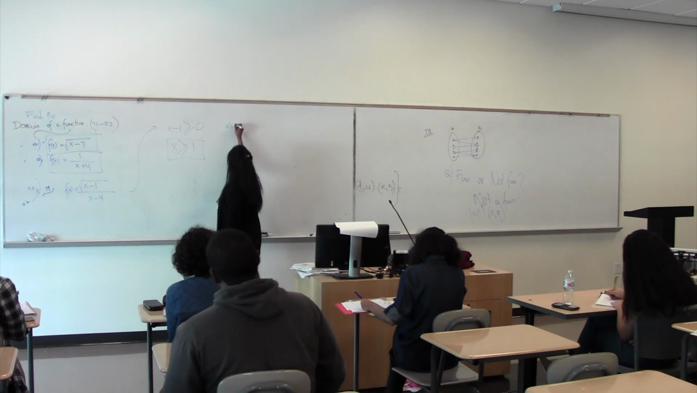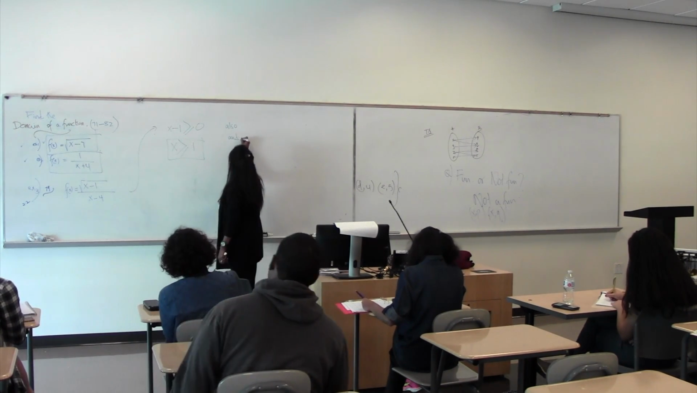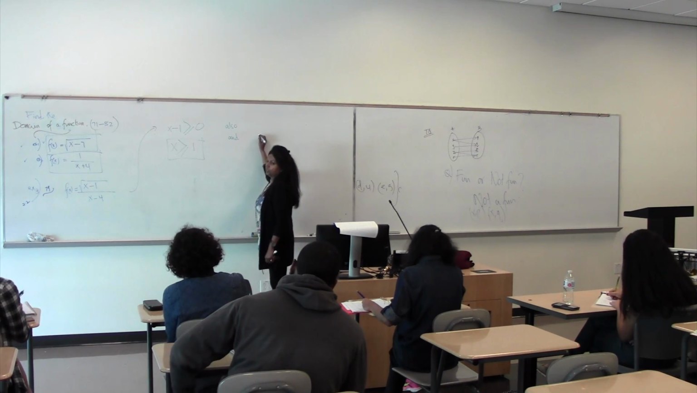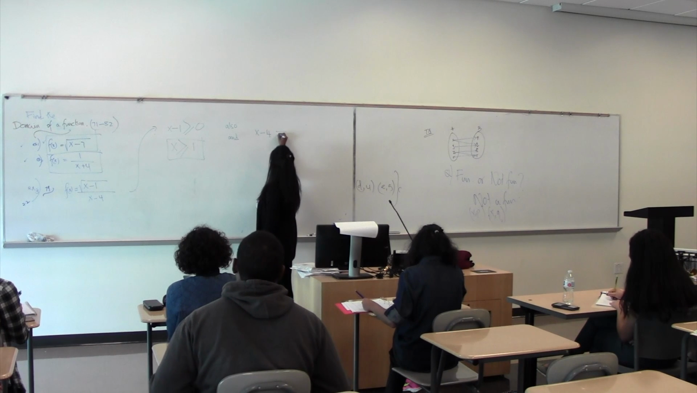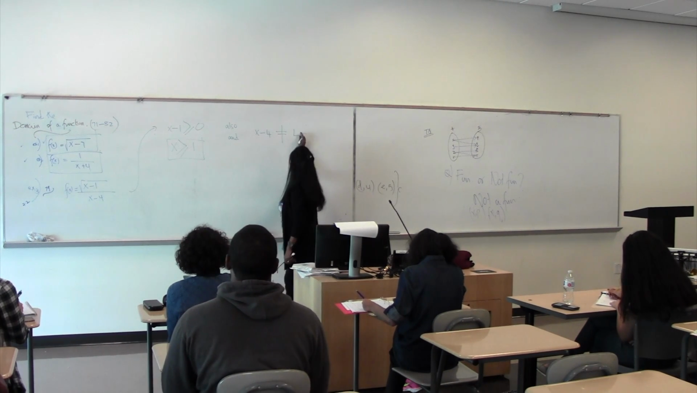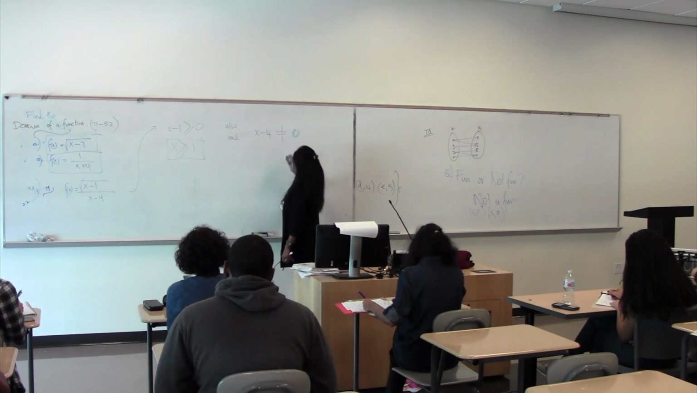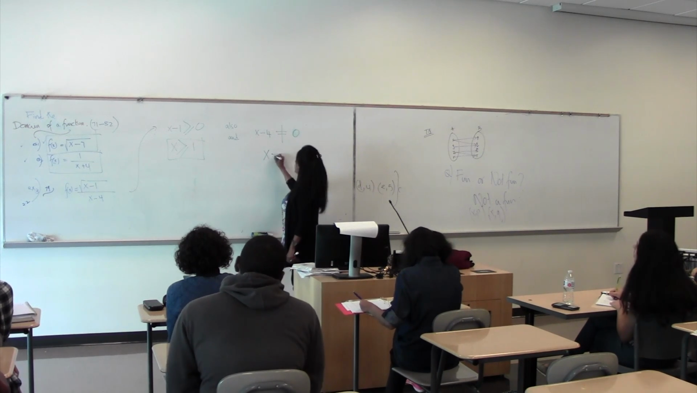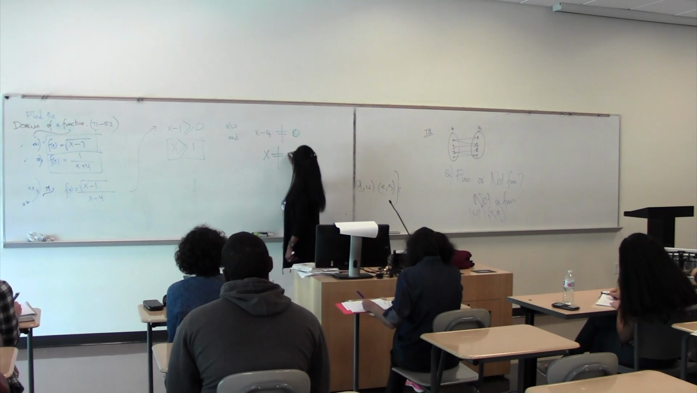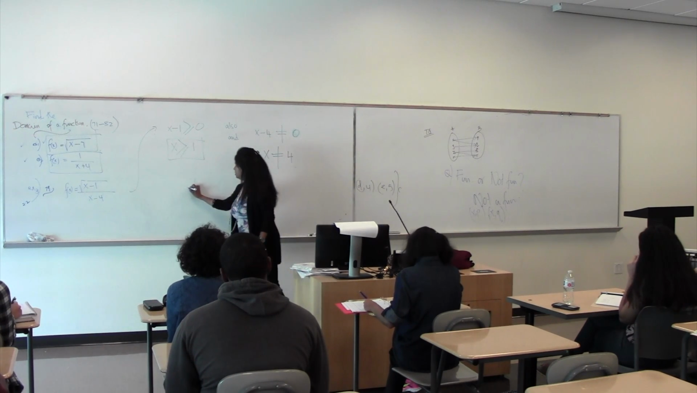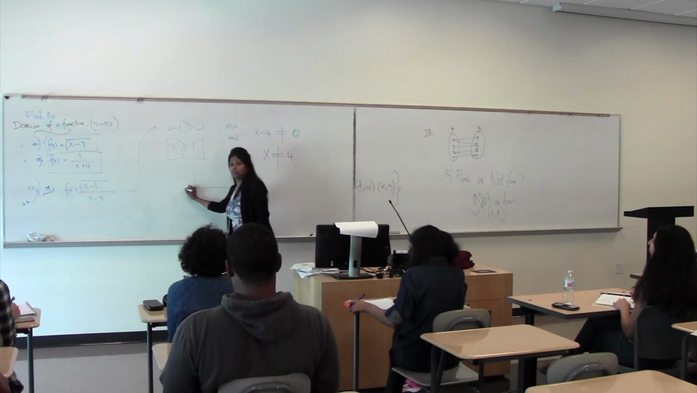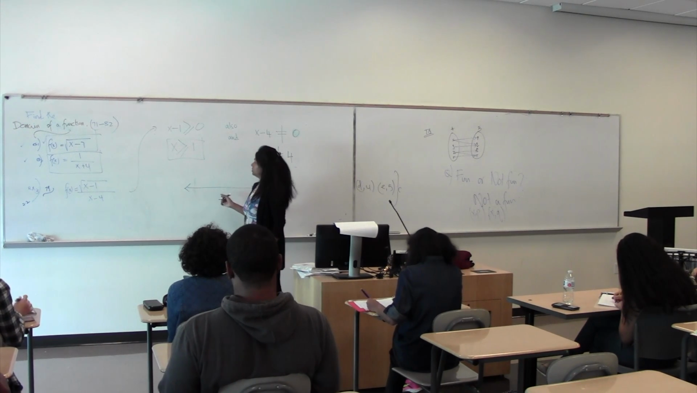Also, what's the other restriction? X minus 4, this whole thing cannot be equal to 0. So this will give x cannot be equal to 4. So these are the two restrictions. So now let's draw this on the number line and take out this restriction.